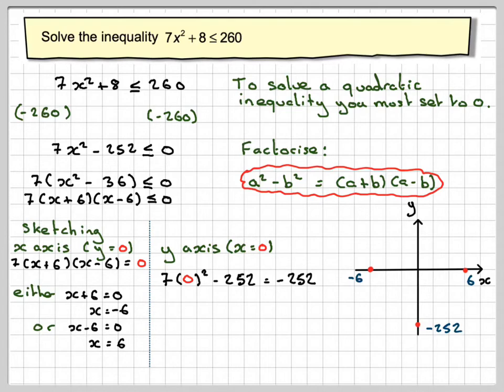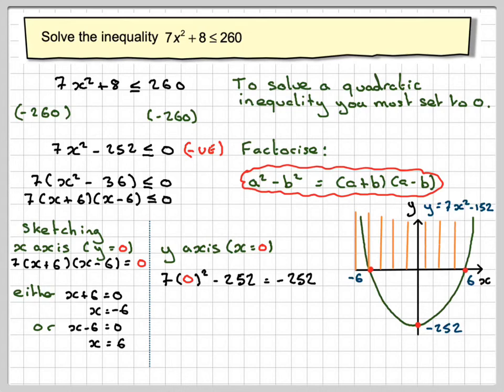Now we know as we've got a plus x squared that the curve will be a happy face. So the curve will look something like that, and we should label it 7x squared minus 252. Right, we go back to the inequality. We want to know where it's less than or equal to 0, i.e. where it's negative. The curve is negative, i.e. below the x-axis, here between minus 6 and 6.